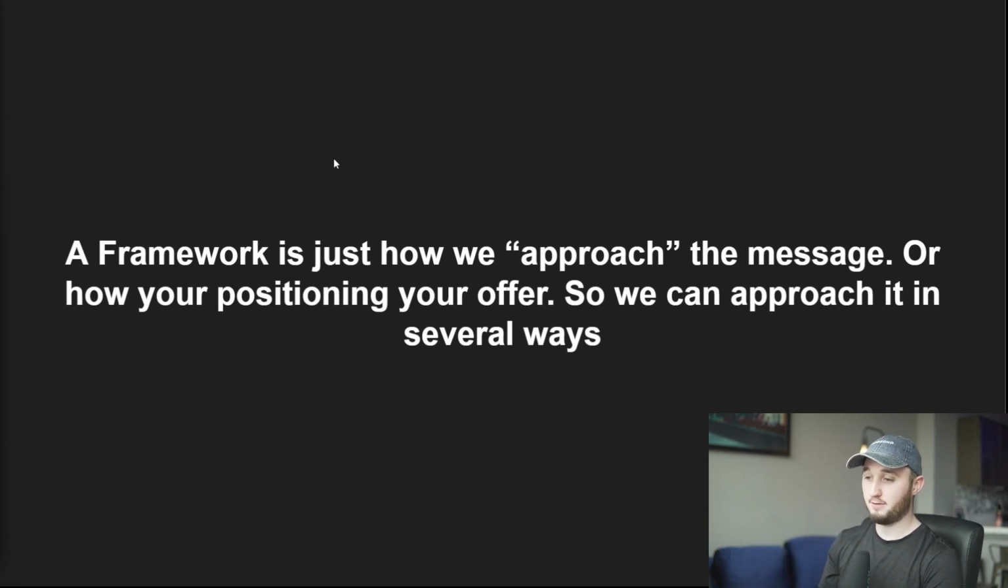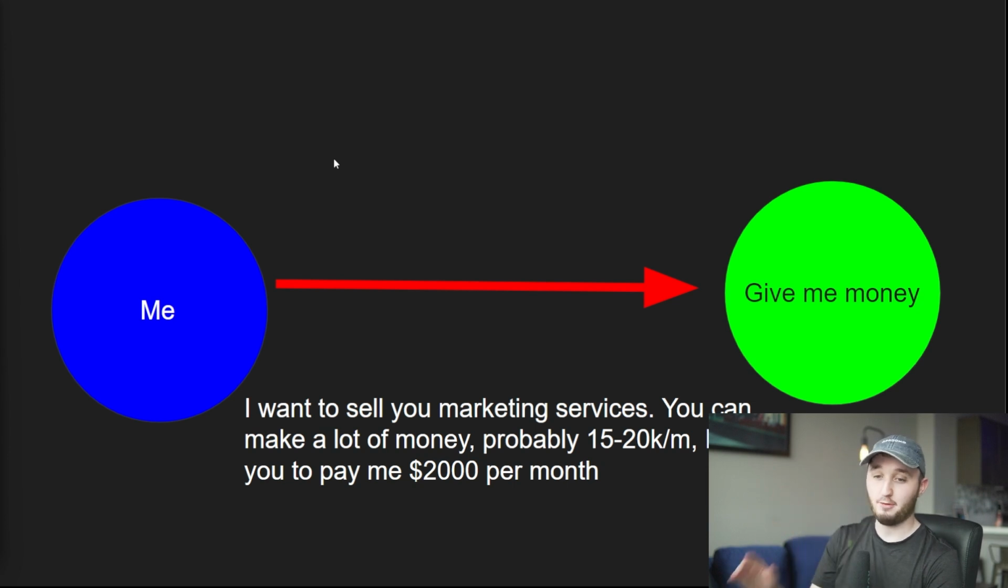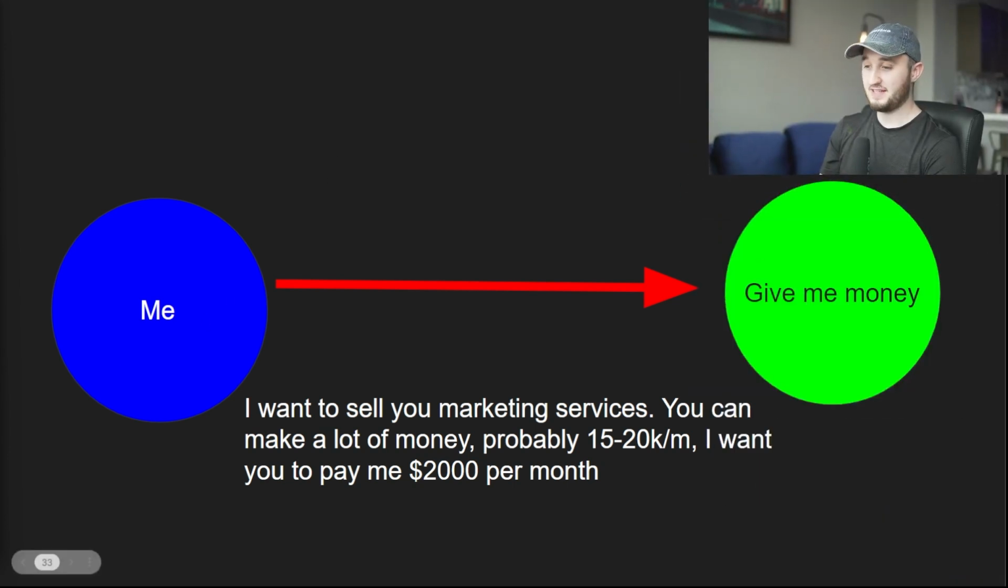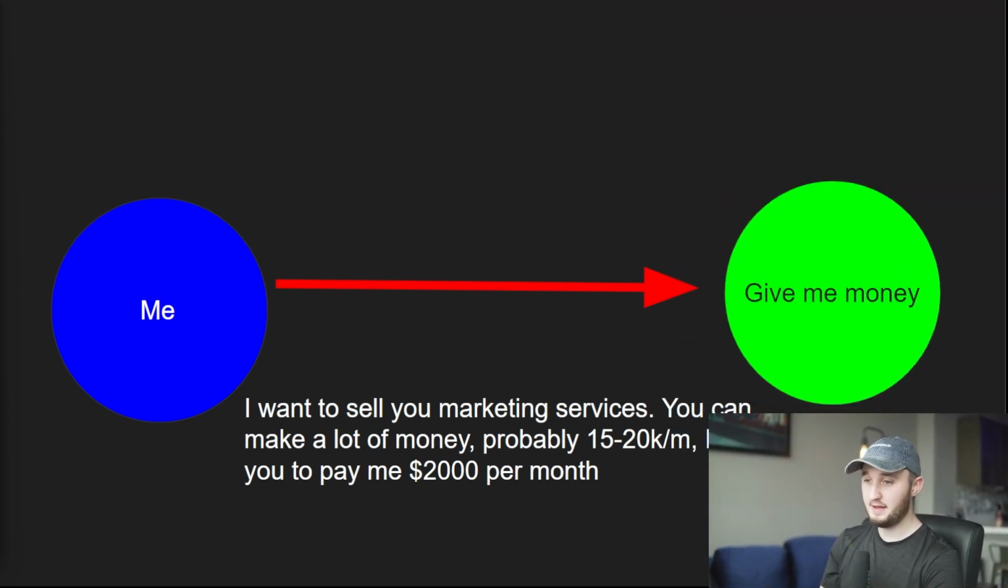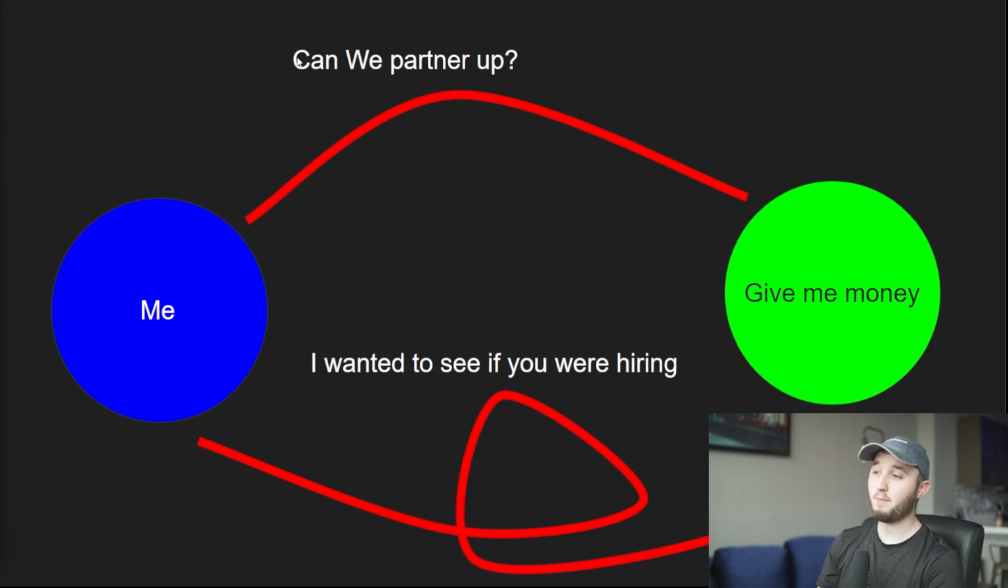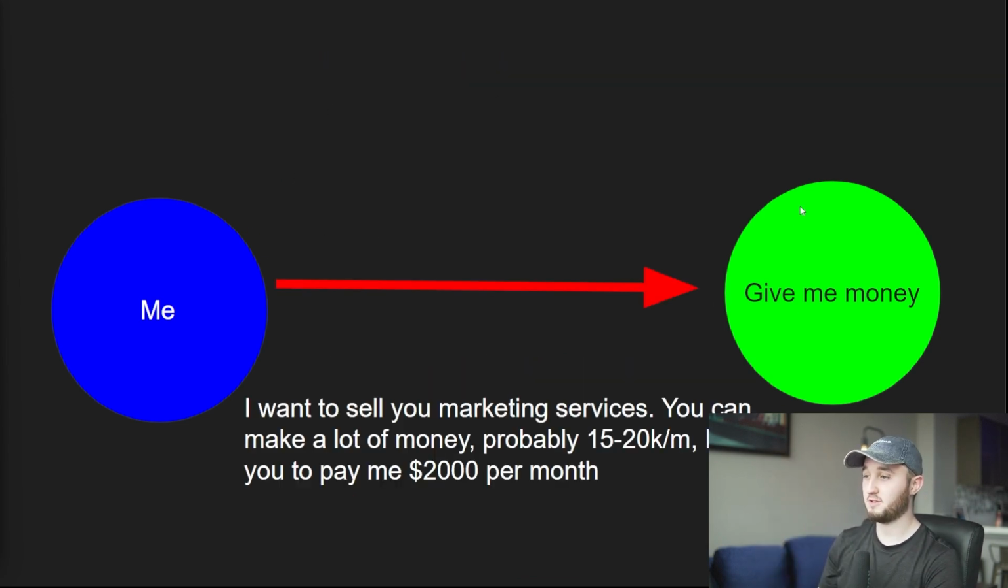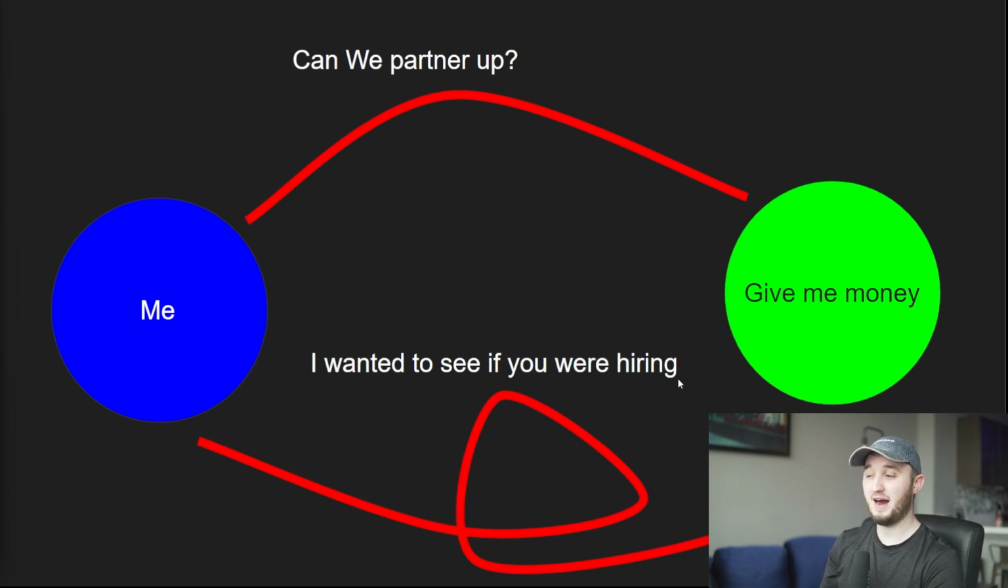And so you can do it in several different ways. Now, this is the main way that people think that you should approach the offer. Or actually people don't think this way, right? But this would be the easiest way to get an approach, right? I want to sell you marketing services. I think you'll make a lot of money, probably $15,000 to $20,000, and I want you to pay me $2,000 per month, right? That would be the basic way of selling something. Now, obviously, that probably won't work too well because it's just me. I want you to give me money, right? But a different way of doing it would be, hey, can we partner up, right? We're approaching it from a different angle. I'm not trying to sell it to you directly or trying to approach it from the side. Or I want to see if you're open to hiring, right?